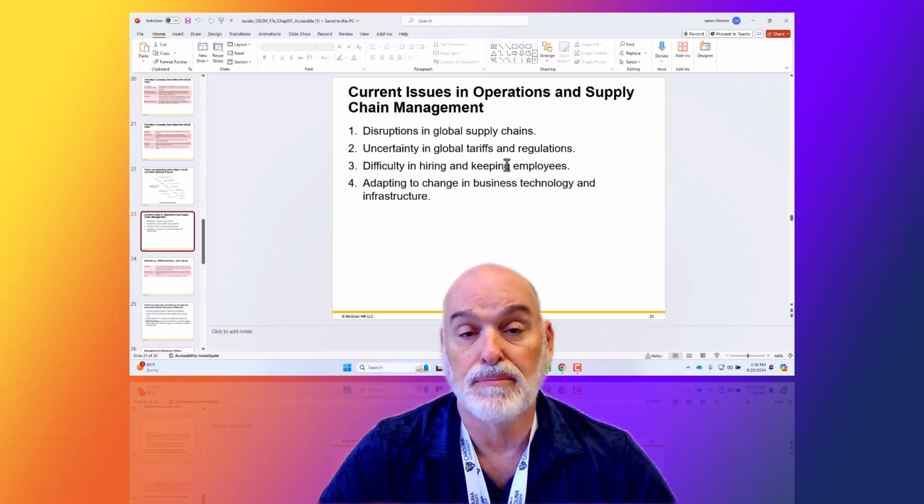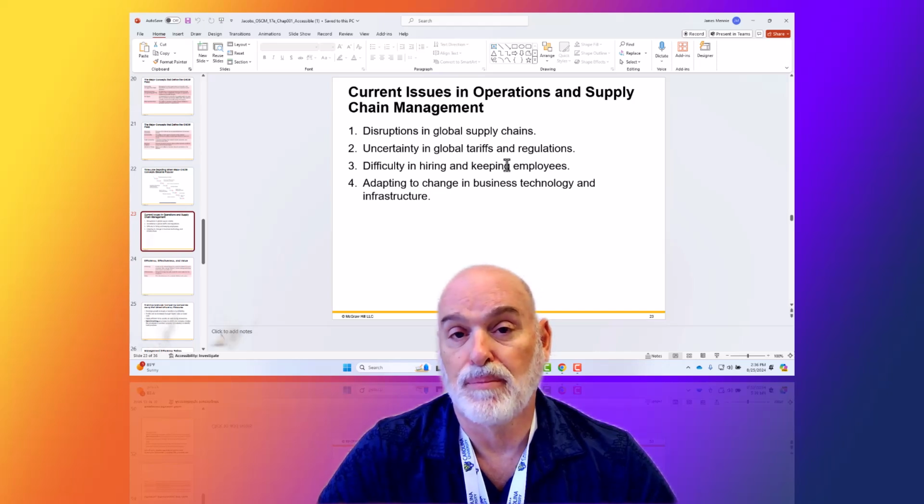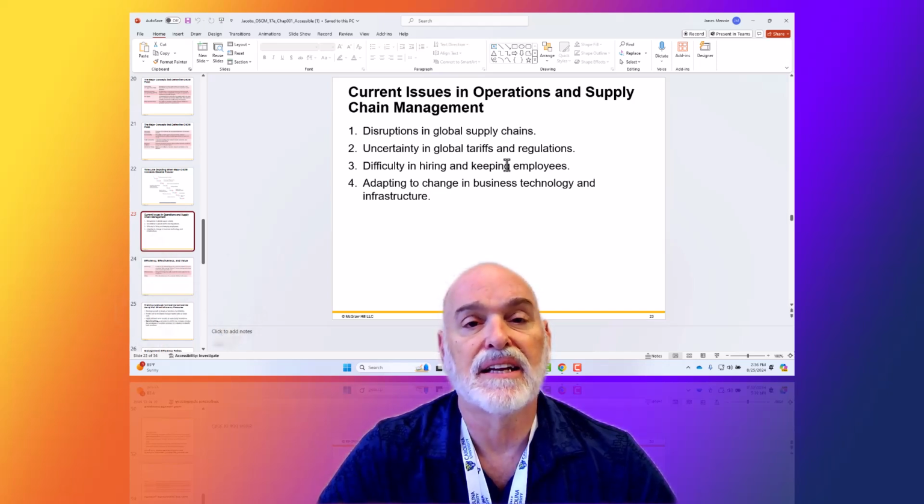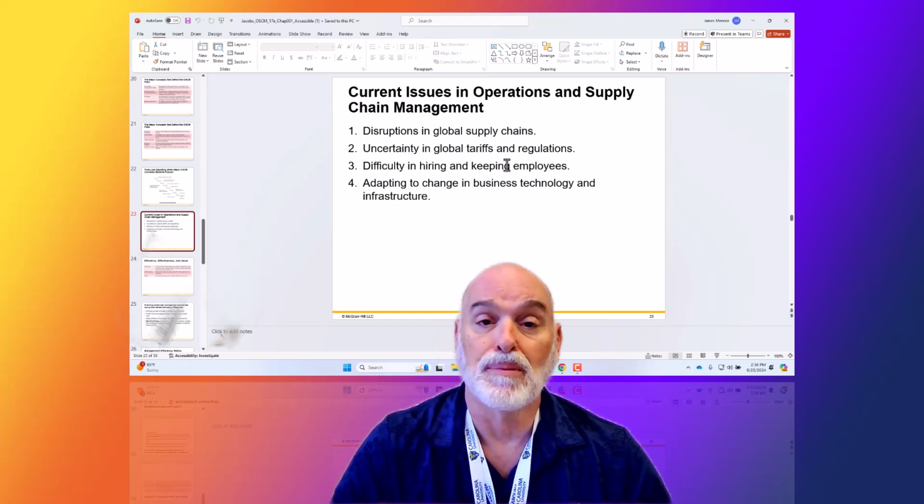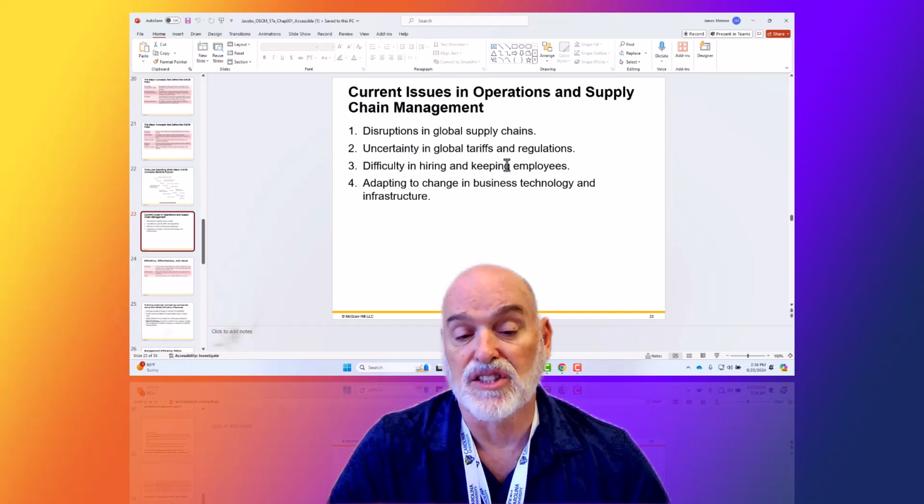Difficulty in hiring and keeping employees. People will jump from one company to another if they can get a competitive advantage in terms of salaries or opportunities to work on newer technology.